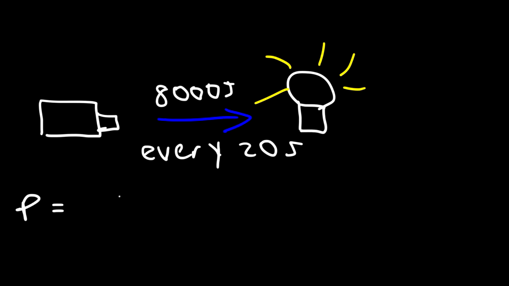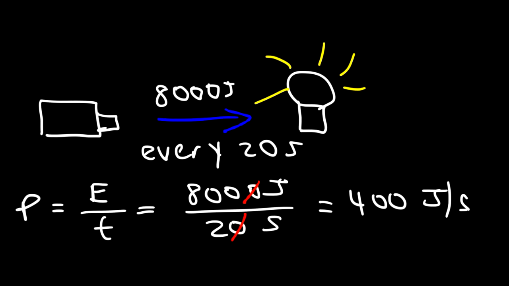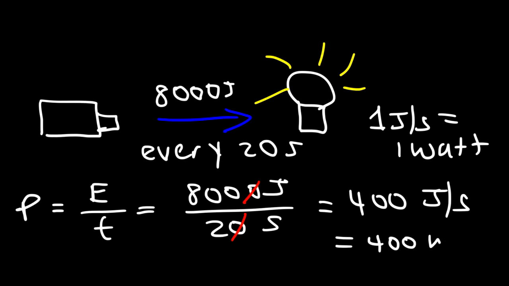The power is going to be the energy divided by the time. That is the energy that's transferred. So 8,000 joules of energy is transferred every 20 seconds. So what's 8,000 divided by 20? Well, we can cancel a 0, and so it becomes 800 divided by 2, which is 400. So it's 400 joules per second. And keep in mind that 1 joule per second is 1 watt. So we could say that it's 400 watts. So that's how much power is being delivered to this light bulb. So power tells you the rate at which energy is being transferred.